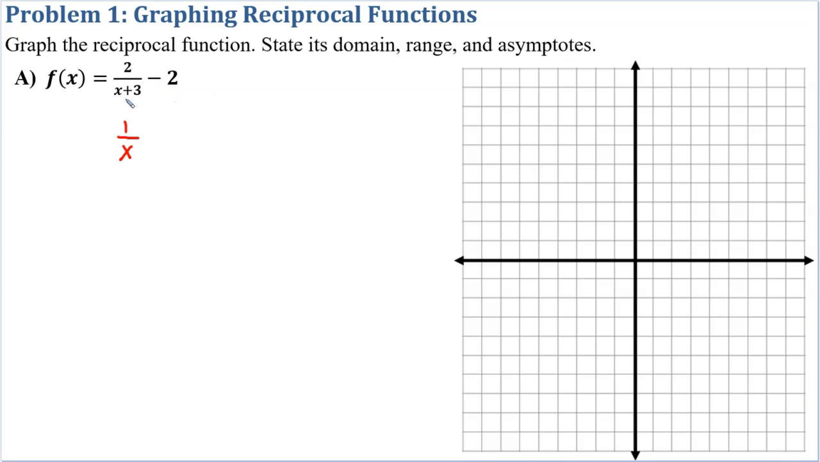Well, just like with any graph we've seen, anytime I add directly to the x, that's going to shift things left and right. So that plus 3 is actually going to move this graph left 3. And anytime I subtract or add on the outside of the function after everything's said and done, that's going to shift everything up and down. So this minus 2 is going to move everything down 2.